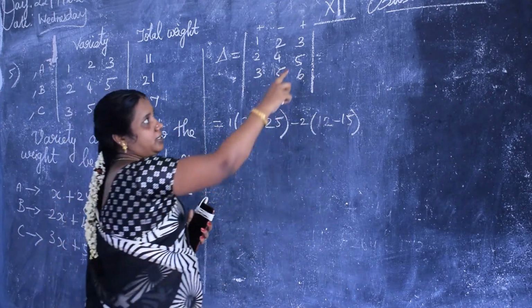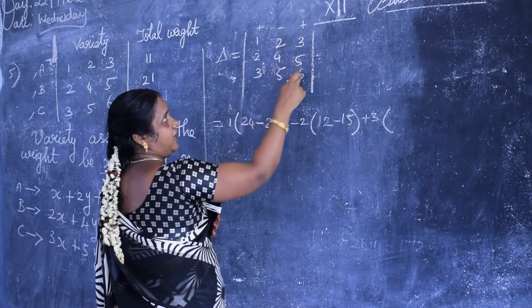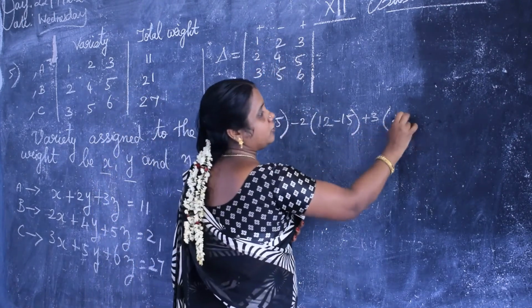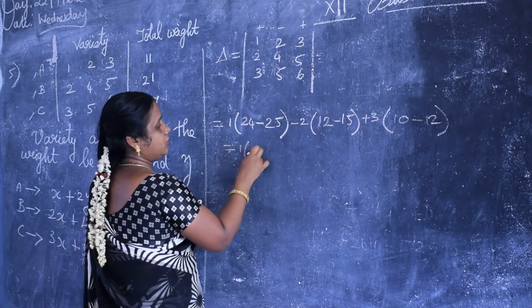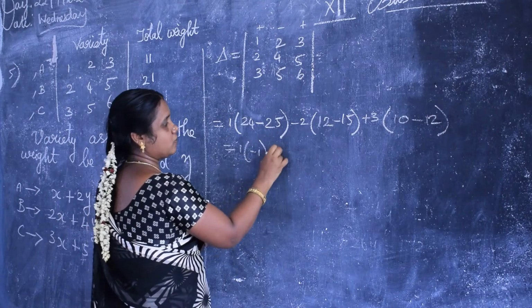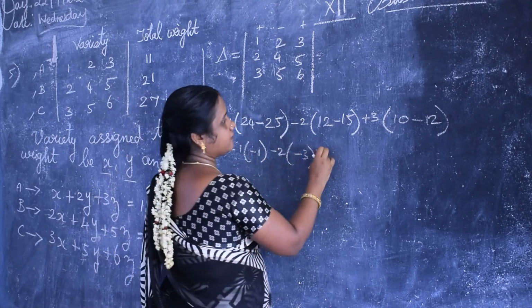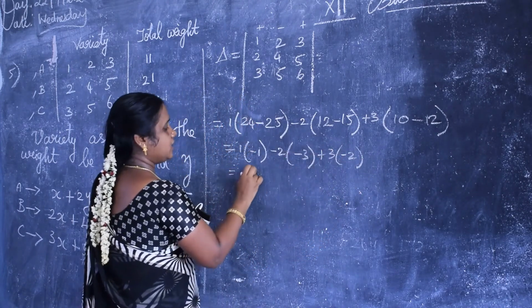What is the last element? 3 plus 3. Now you leave this. Leave this as it is and cross multiply: 5 2s are 10, 4 3s are 12, so 10 minus 12. So what is the answer? 24 minus 25 is minus 1. Minus 3: 12 minus 15. Here minus 2. So our answer is minus 1.